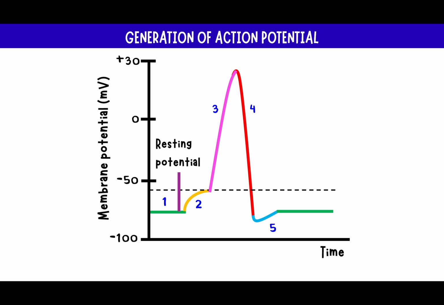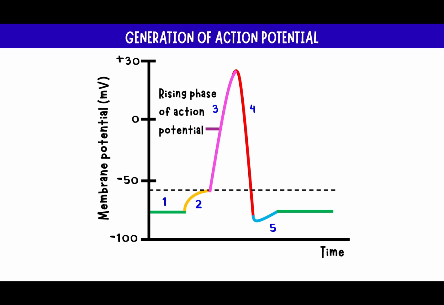1. Resting potential. The membrane potential starts at the resting state, typically around -70 millivolts. 2. Depolarization. When a stimulus is present, it causes depolarization, which means the membrane potential becomes more positive as sodium ions diffuse into the axon. 3. Rising phase of action potential. If the depolarization reaches the threshold level, it will trigger the generation of an action potential. This is the rising phase, where the membrane potential becomes more positive due to the influx of sodium ions.